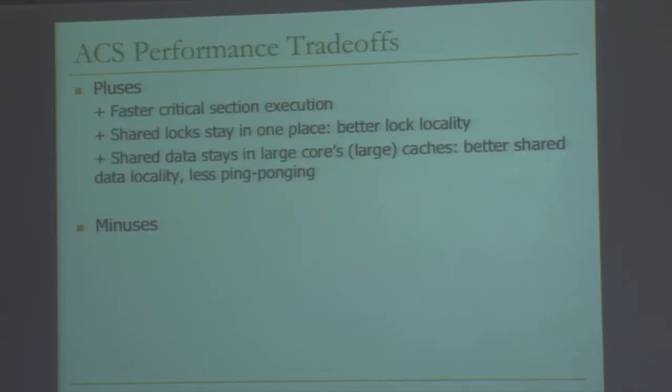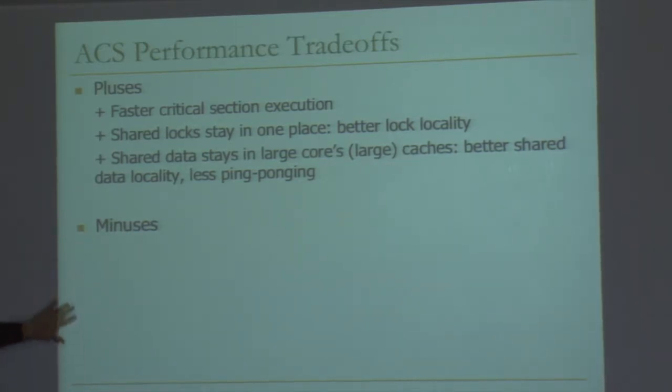So OK, what are the performance trade-offs? Basically, the pluses: one big plus is faster critical section execution, hopefully, in the large core. Because the large core is bigger, you can execute the critical sections faster. The other big upside is that you get shared locks that stay in the same place. You get better lock locality, because all of the locks, when you need them, are really in the large core's cache. And shared data also stays in the large core, hopefully in large caches. And it makes sense to have a large cache for the large core. You get better shared data locality and less ping-ponging. So you reduce some other overhead as well by executing all of the critical sections and keeping all of the shared data and shared locks in one place.